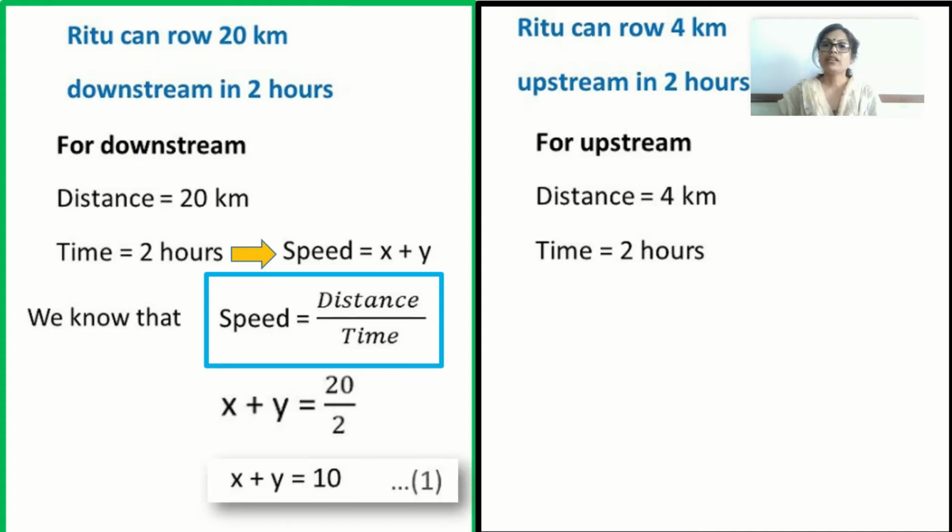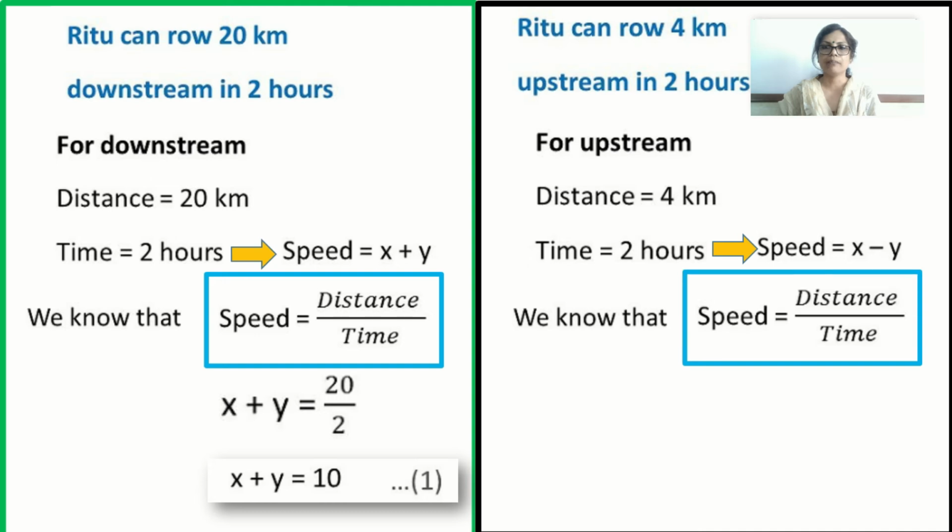We are given that Ritu can row 4 km upstream in 2 hours. For upstream we are given the distance as 4 km, we are given the time as 2 hours, and as I told you, we have taken the speed as x minus y. And therefore, we'll use the formula, speed is equal to distance upon time. Speed we have taken as x minus y, distance is 4, time is 2. So our second equation is x minus y is equal to 2.